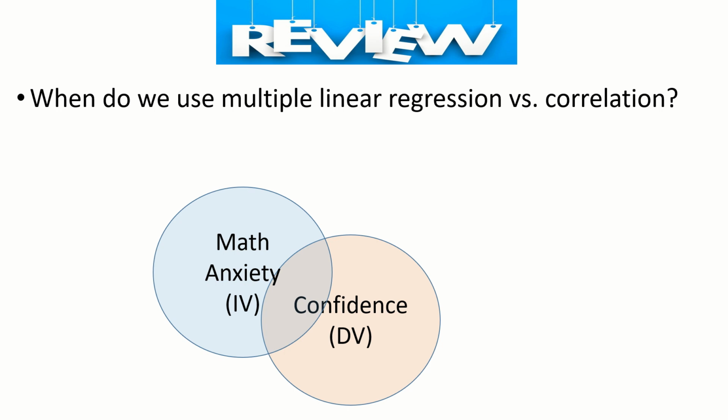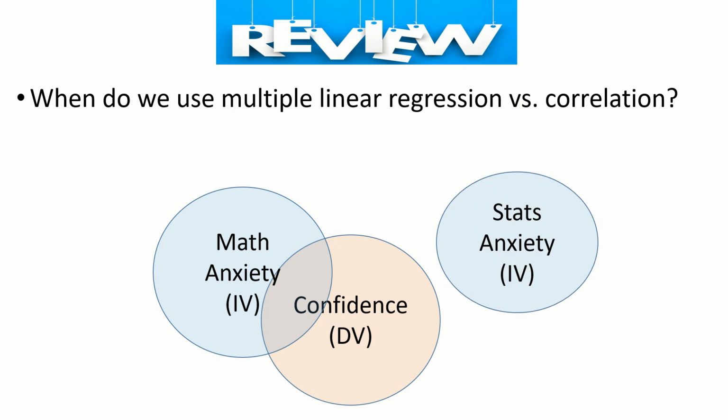We use multiple linear regression when we add a second independent variable, a second continuous independent variable. In the first lecture example, we examined the relationship between math anxiety and confidence. And now, for the first lecture example for multiple linear regression, we're adding stats anxiety as a predictor. So we use multiple linear regression when we have two or more continuous IVs and one continuous DV.